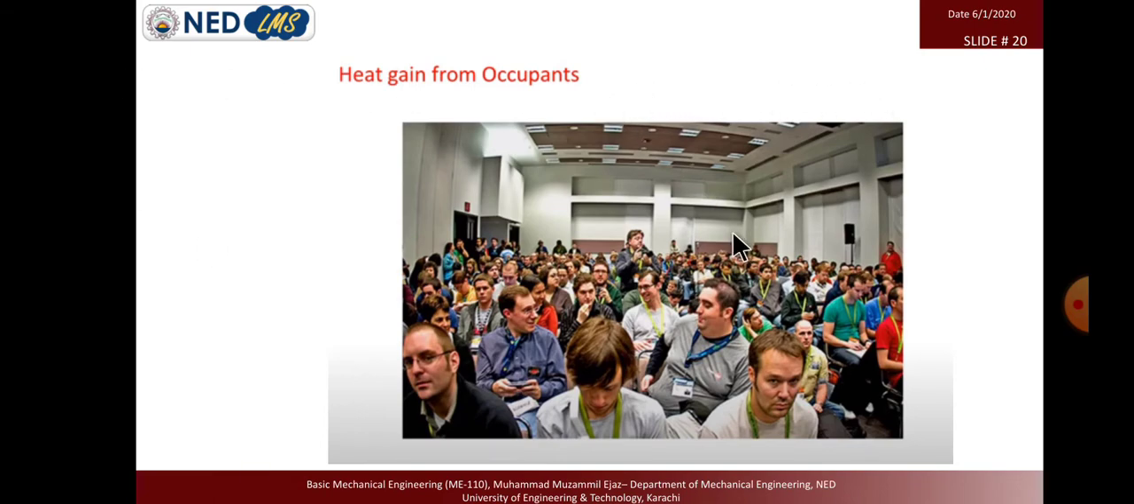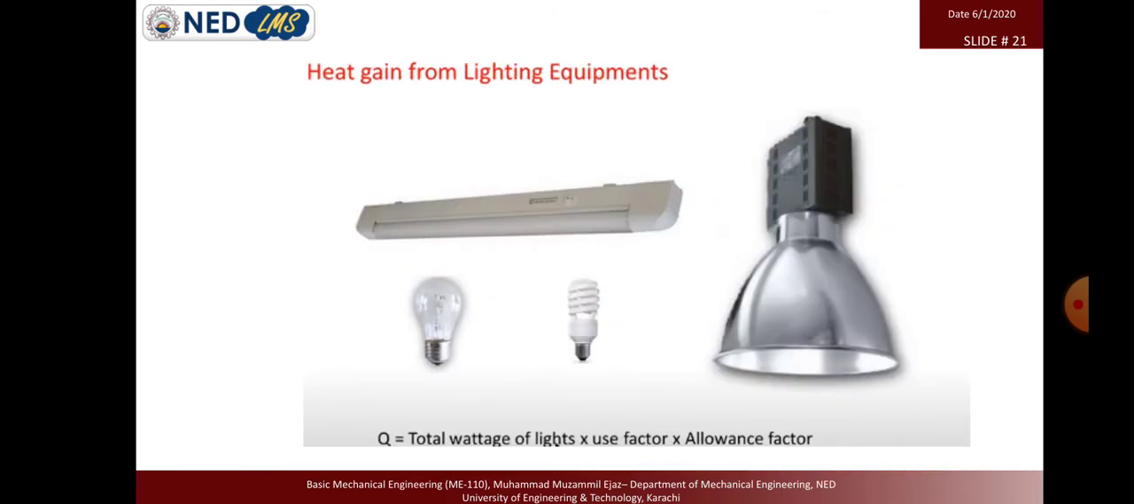Heat gain from the occupants already discussed. You can see that this is the conference room where the large gathering is sitting, so it is also producing latent heat due to the body temperature of a person. Like body temperature is 37, but the comfortable temperature we require is 23 to 25, 26. So from the person we have a sensible heat, as well as the person is sweating. Due to the sweating, the sweat evaporates in the air and produces the latent heat.